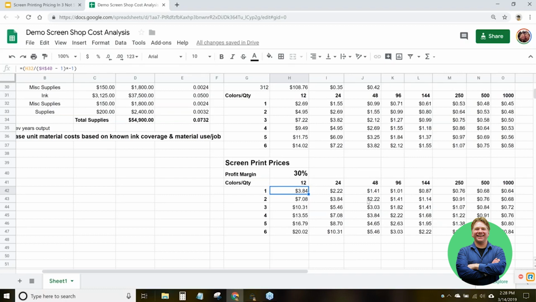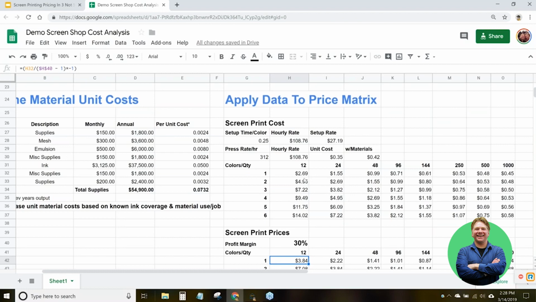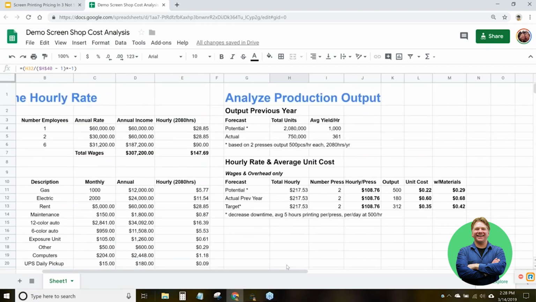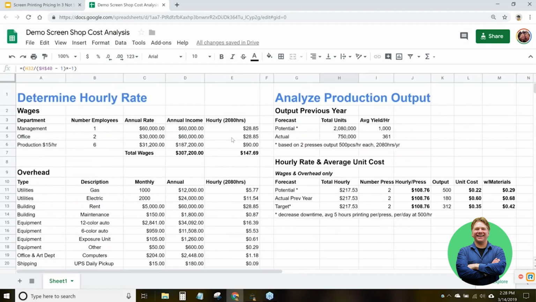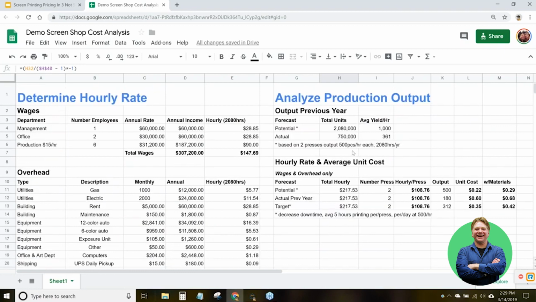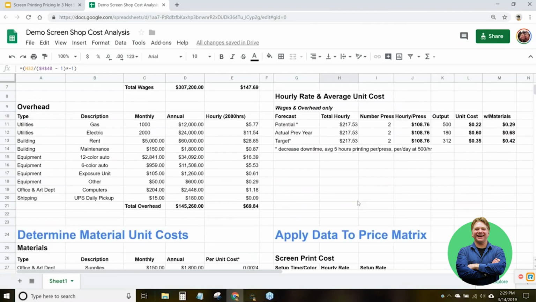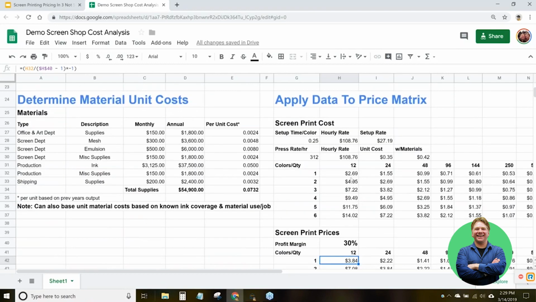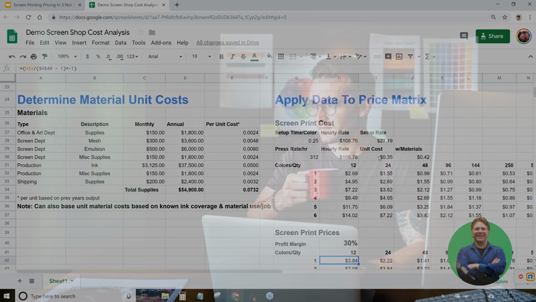I'm sure there's probably lots of questions on that. I hope it came across as pretty understandable. Really, the key point here is you've got to get your fixed costs, wages, and all your overhead, and break it down into an hourly. You've got to determine what your material costs are, and then break that down into a unit based on some kind of estimate or history. And then you need to have some realistic goals of what you're going to be able to get for press rates and what your setup times are. And then you've got to be able to build that out into a matrix that you can then apply a markup to.